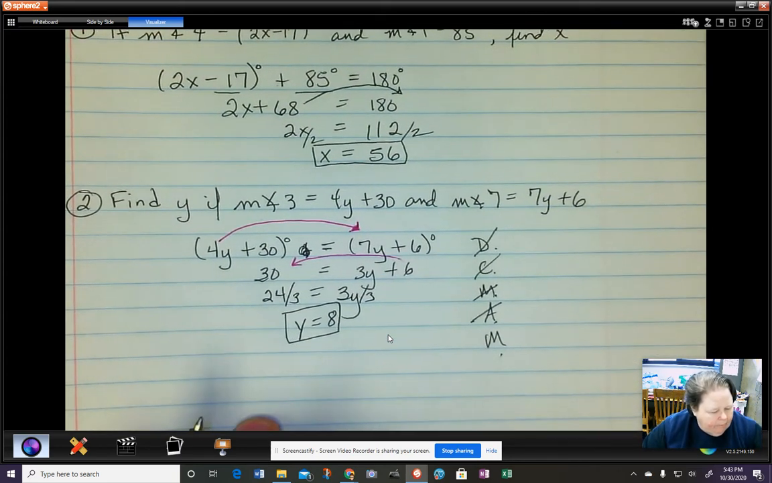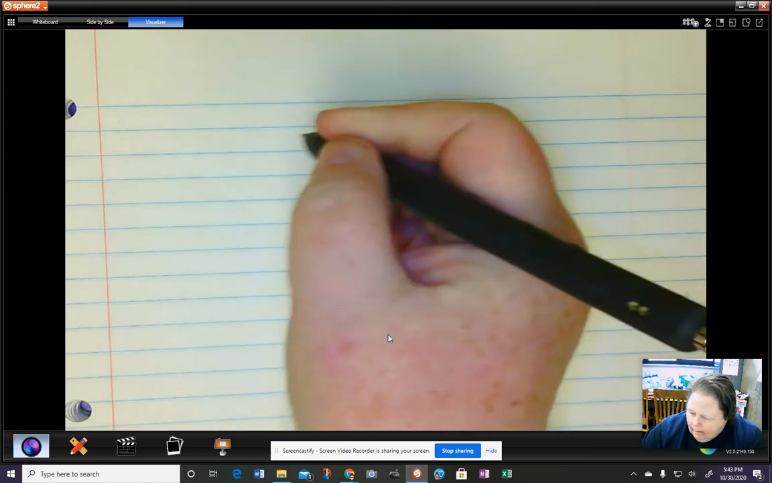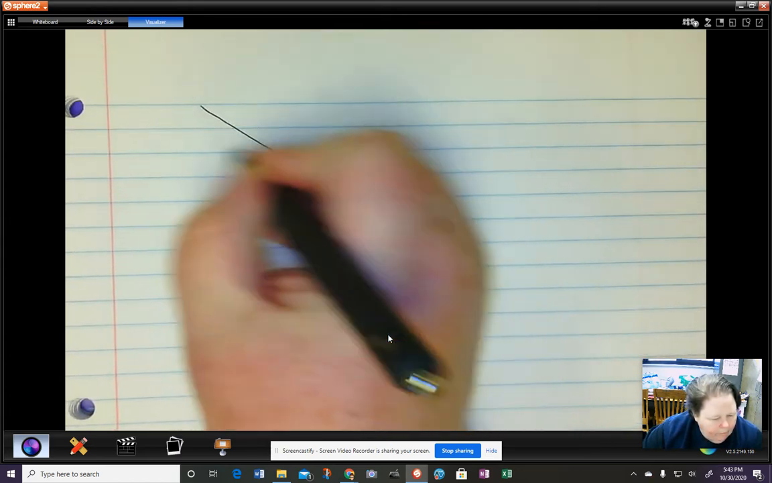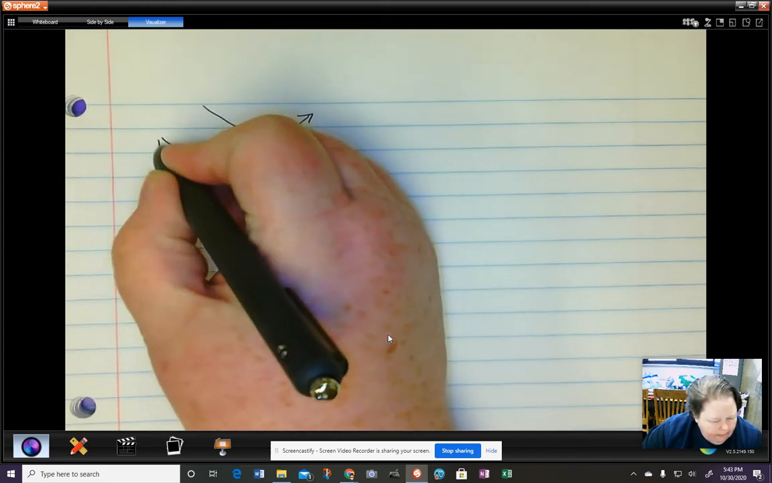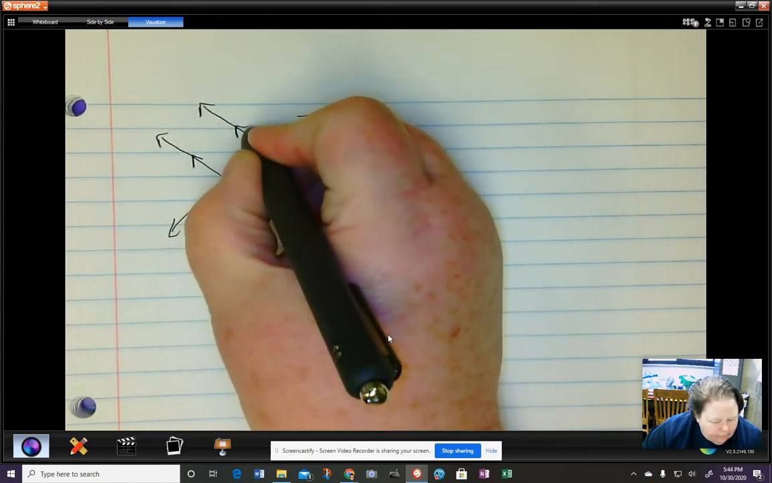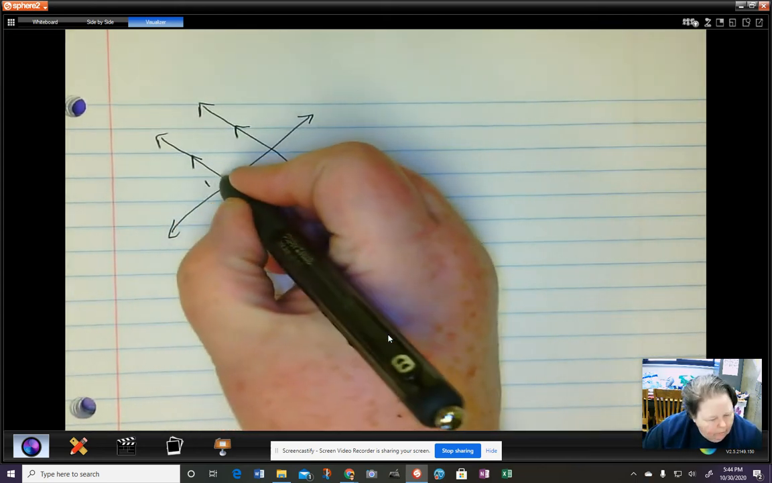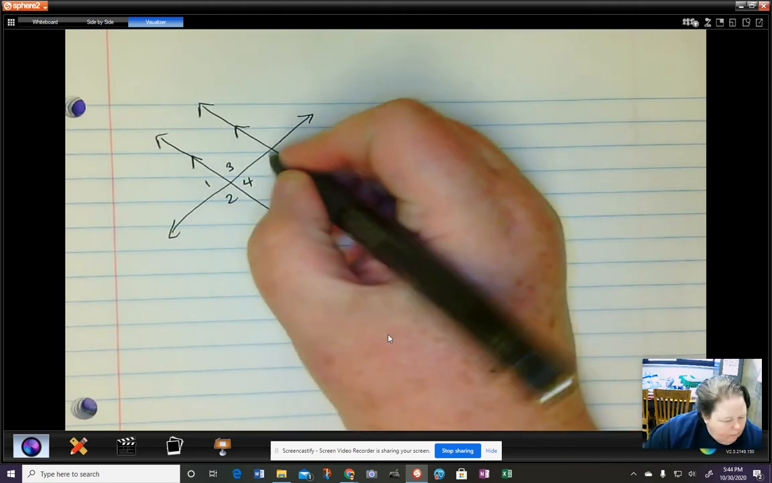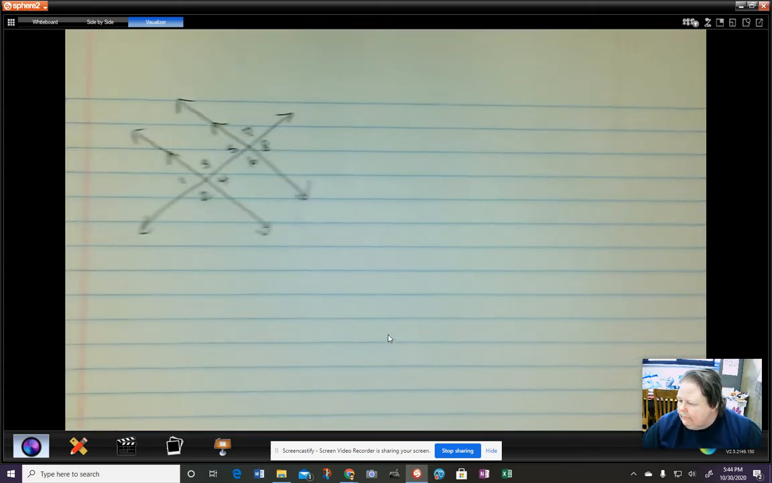Or one more pair. Let me change pages here. Let me draw a new picture. I have this set of parallel lines cut by this transversal. And how do I know they're parallel? Because the little markings are on them. 1, 2, 3, 4, 5, 6, 7, 8. Okay.